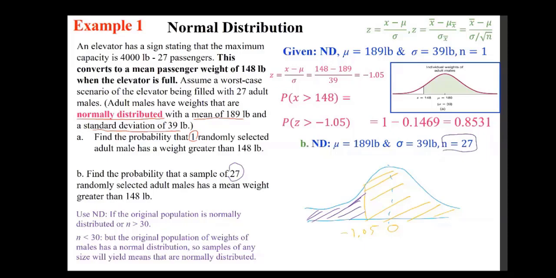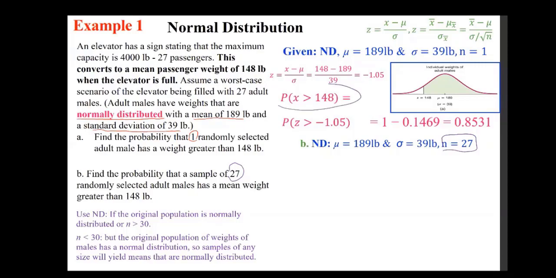Now we're going to continue with the same thoughts. I'm going to erase this. You no longer need that. What I want you to pay attention to now is what happens to the formula. We had the probability of x is larger than 148. Take a look, this is what we had. Now we change this to probability of x bar larger than 148. Find the probability that the sample of 27 randomly selected adult males has a mean weight, and this is why x bar, probability of the mean weight.